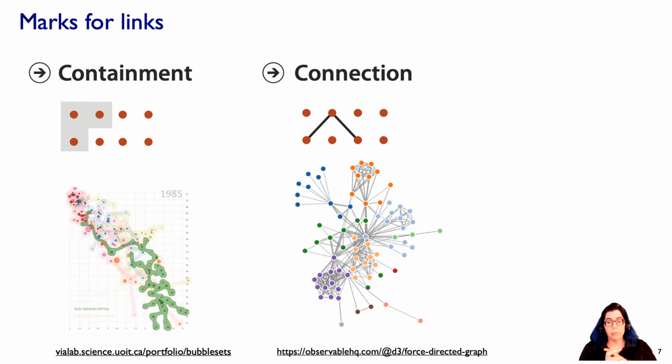Or another way, and maybe a more familiar way, is to use connection. You can actually draw a link between two nodes to indicate that these things are related. And this is what you see here in a node link graph layout. So this is another way to explicitly indicate the relationship. And in this case, those line marks are showing that two nodes are linked together.